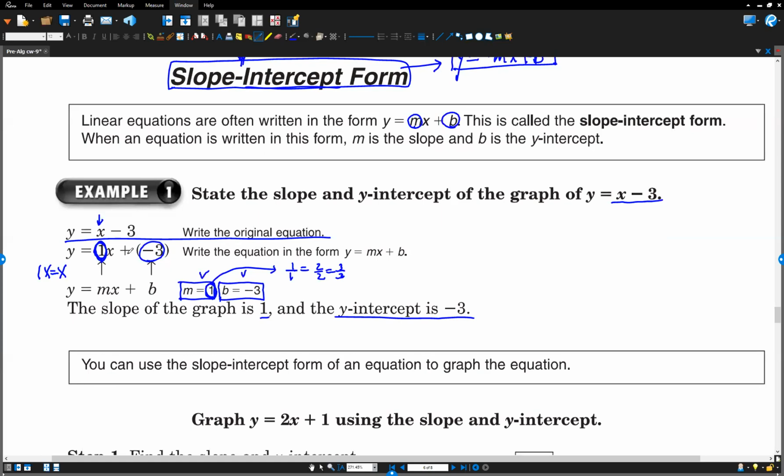Okay, now we're gonna have a little more practice. We have this one, y equals 2x plus 1. Can you find the slope? What's the slope? Tell me the number. The coefficient of x, this number, is the slope. Slope is 2. What is the y-intercept? The b value is the y-intercept. What is the b value? This one is the y-intercept. Are you with me?